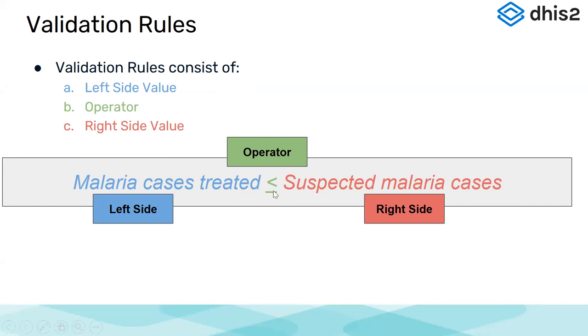That's where we have the operator, which shows that the data on the left side has to be less or equal to the data on the right side.